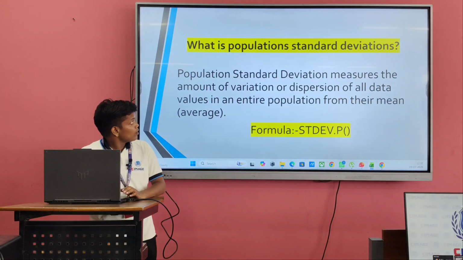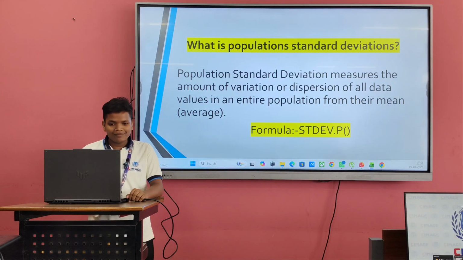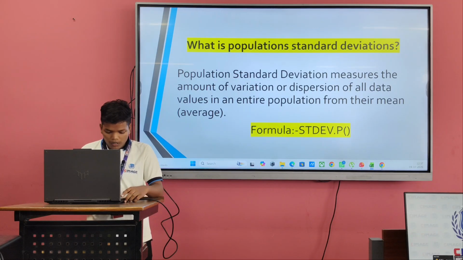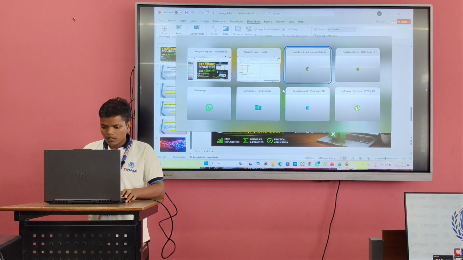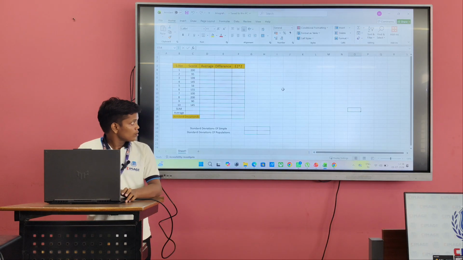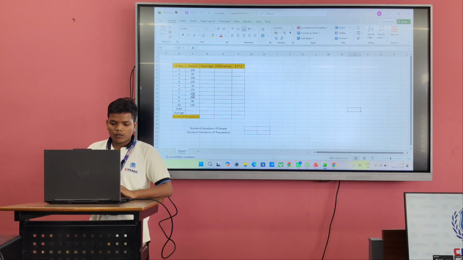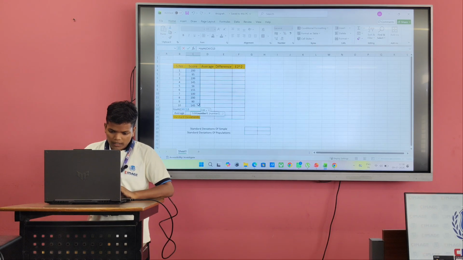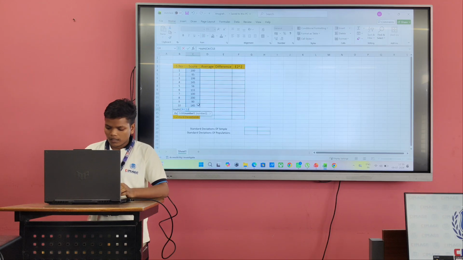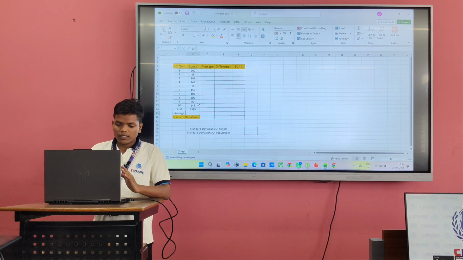So this is my data. First of all, calculate the score: equal to SUM, bracket open, select C4 to C13, bracket close. The answer is 1385.